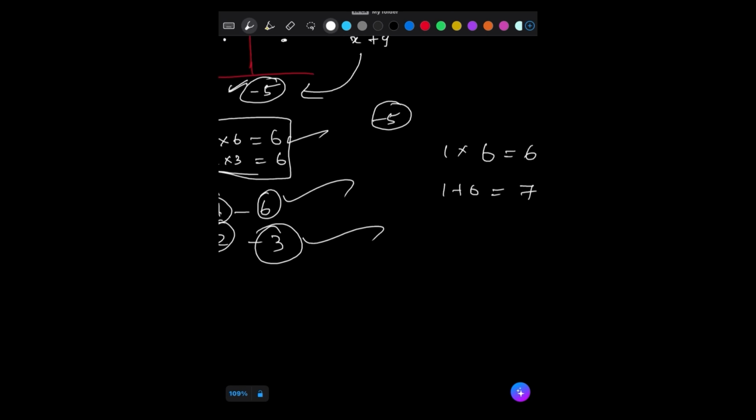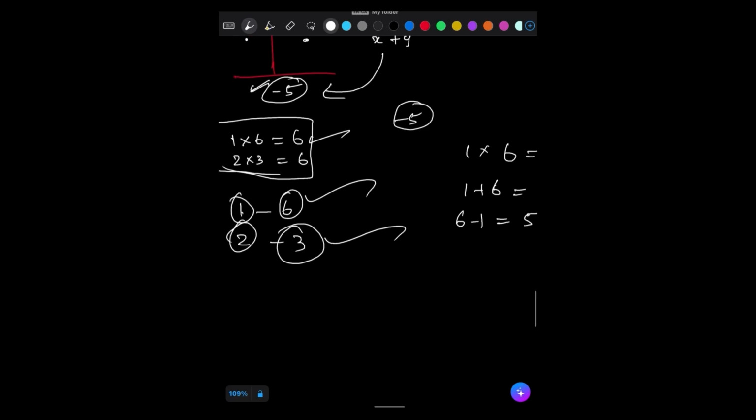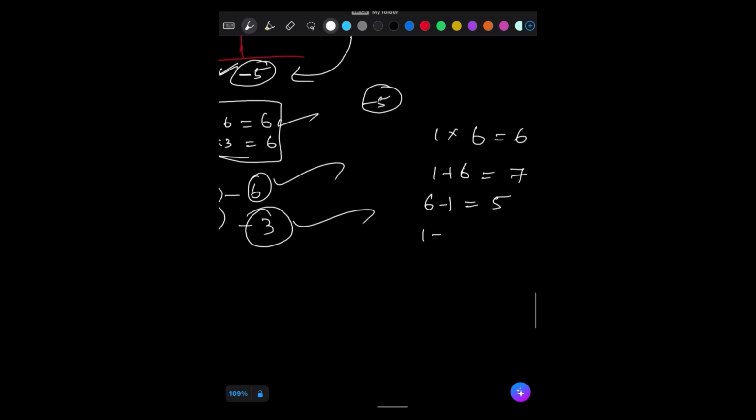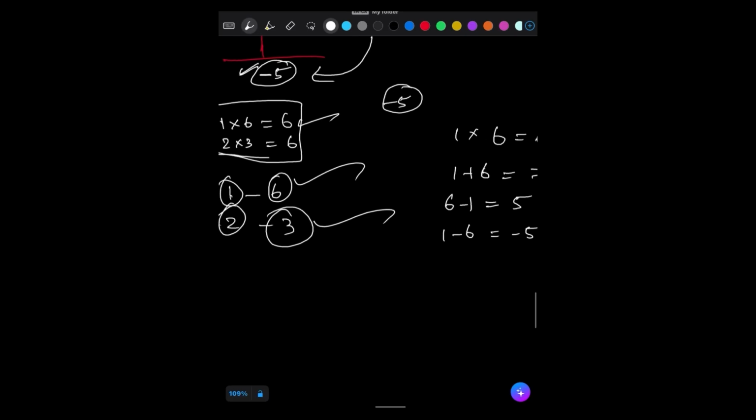Okay, you can say that, sir, you can subtract this. Okay, we can subtract it, like 6 minus 1 I can subtract, right? What? It will come 5, but I need -5. Then you can say, sir, you can do 1 minus 6. So 6 is the bigger one, and the bigger value having negative, so it will automatically become -5. So I got the -5 there, as simple as that.